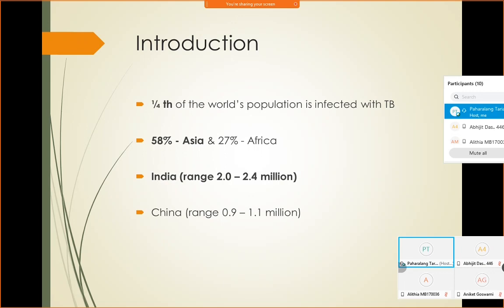To start with, you might be aware that a quarter of the world's population is infected by tuberculosis, and of these, 58% are in Asia. India has about 2 to 2.4 million of these cases, first, followed by China.